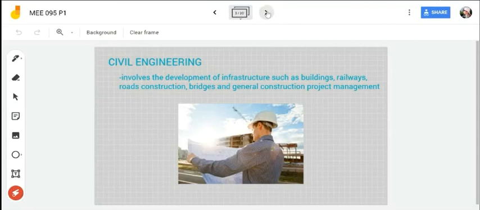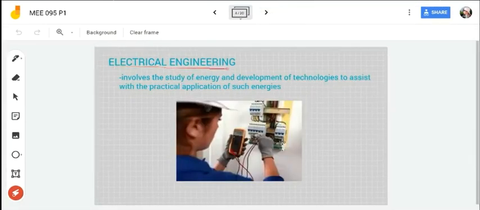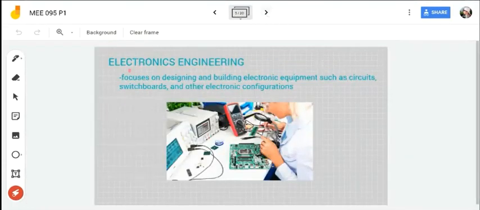On the other hand, meron tayong tinatawag na electrical engineering. From definition, electrical engineering involves the study of energy and development of technologies to assist with the particular application of such energies. So when we say electrical engineering, they are focusing on energy and the development of technologies that involve this thing that we call energy. Okay. More on that, let's go to the another type or branch of engineering.